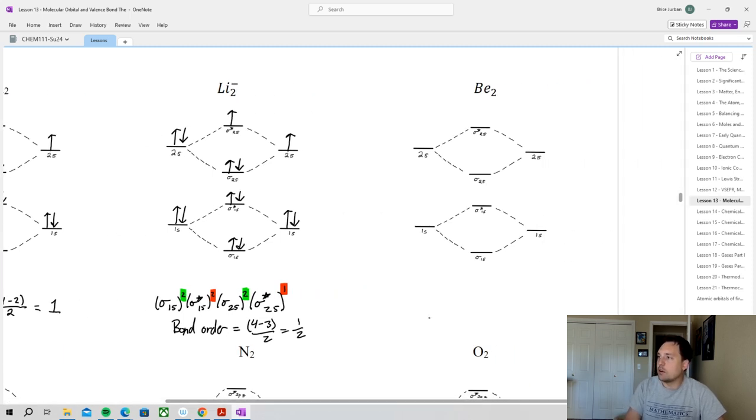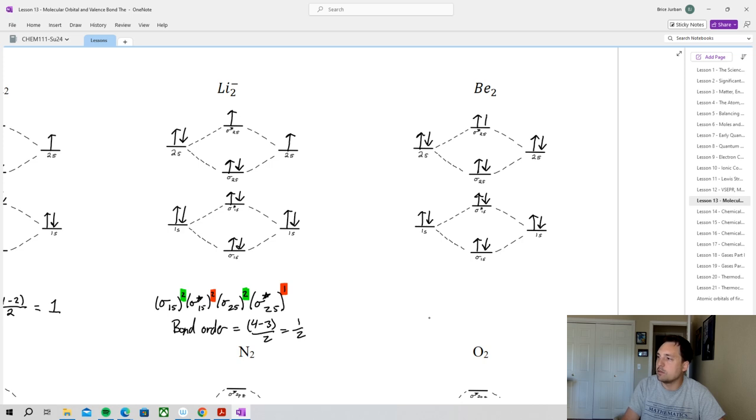All right, for the beryllium molecule, we'll see that all of the molecular orbitals are going to be filled. So beryllium has 4 electrons. Between the two of them, there'll be 8 electrons. 2 go into these stable and destabilizing molecular orbitals, and then we do the same thing for these ones up above.